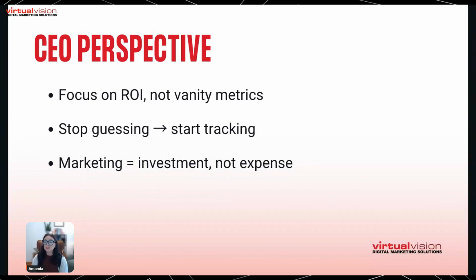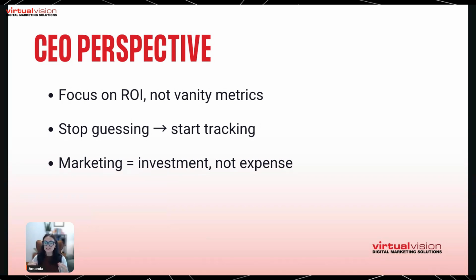So, for starters, when a CEO looks at marketing, yes, likes, impressions, traffic, these things are important, but they're what I would call a vanity metric. They tell me a little bit of what's going on, but not necessarily what the actual ROI is.